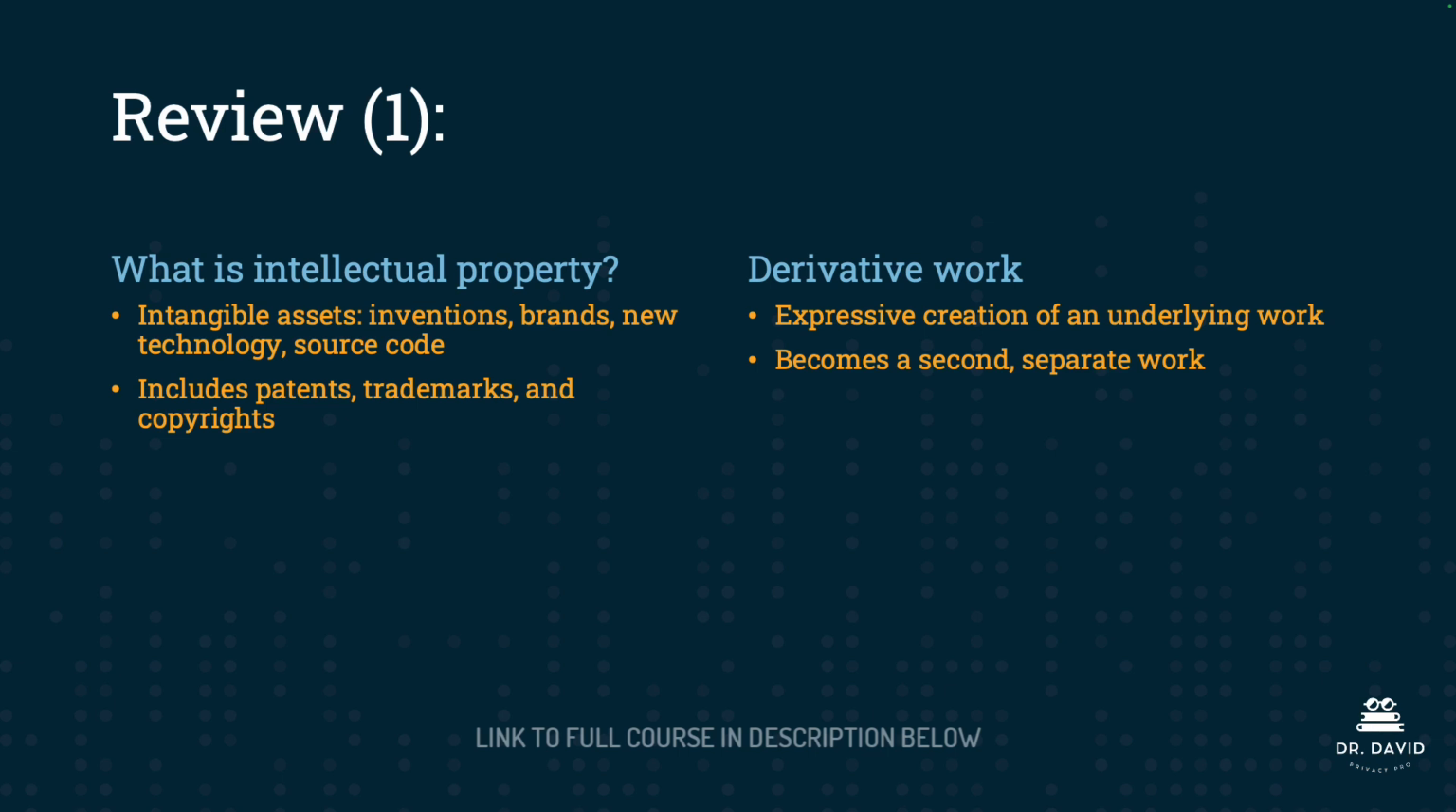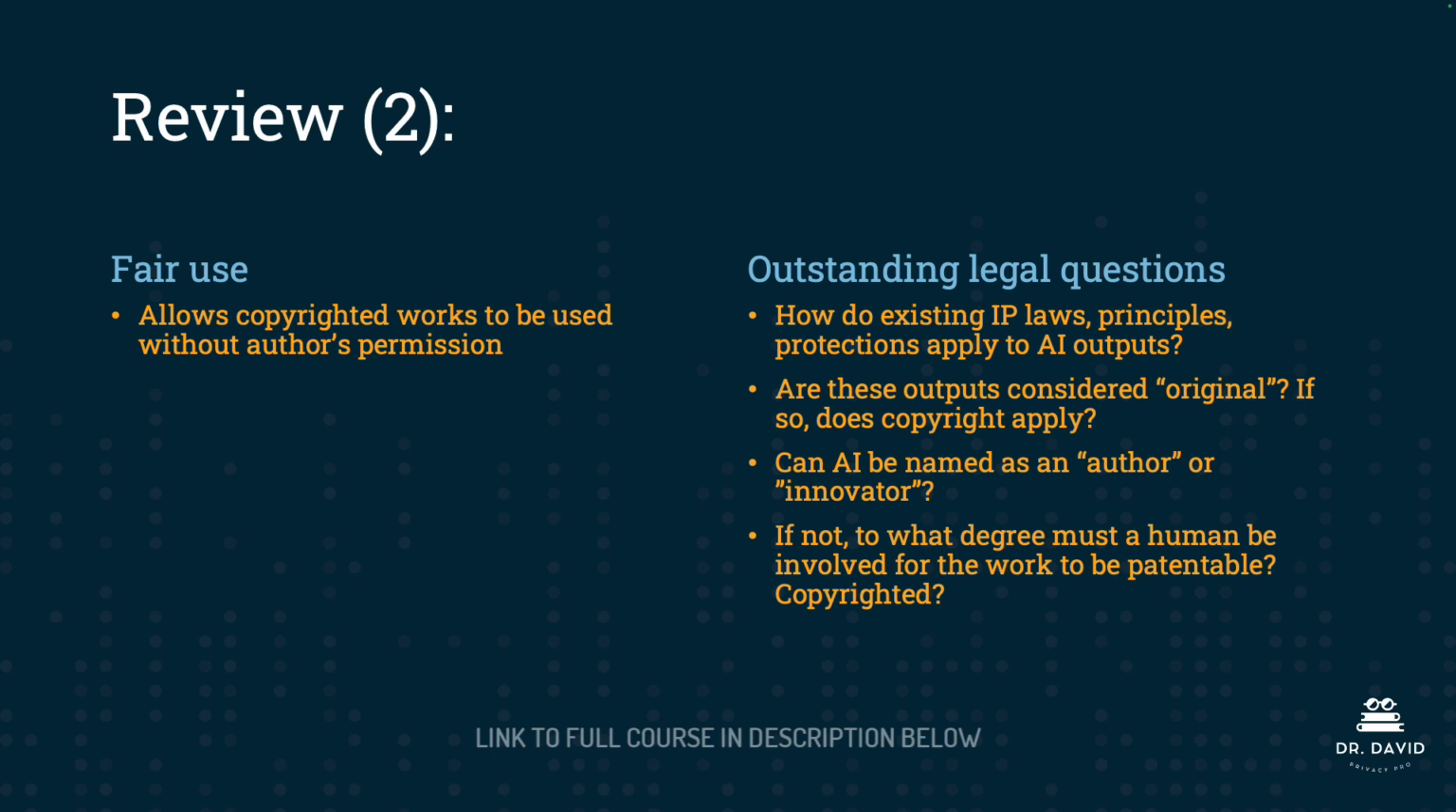In this lecture, we have looked at the intersection of intellectual property and artificial intelligence. Remember that intellectual property includes intangible assets, such as inventions, brands, new technology, and source code. The three major categories that you need to know about are patents, trademarks, and copyrights. You also need to know what a derivative work is. This is an expressive creation of an underlying work that becomes a second separate work. You also need to know about fair use. This allows copyrighted works to be used without an author's permission.